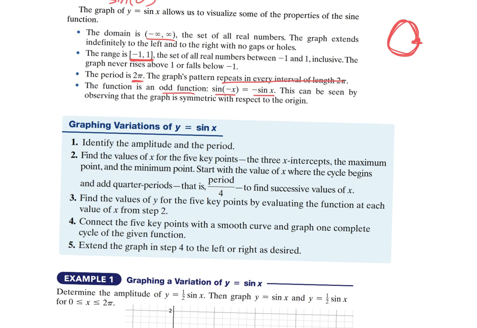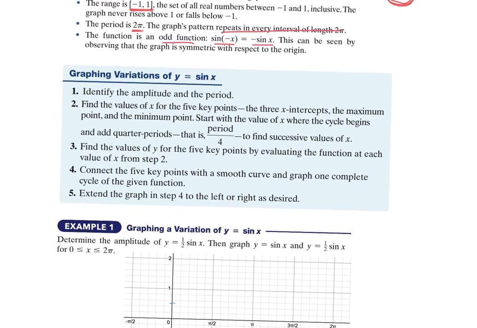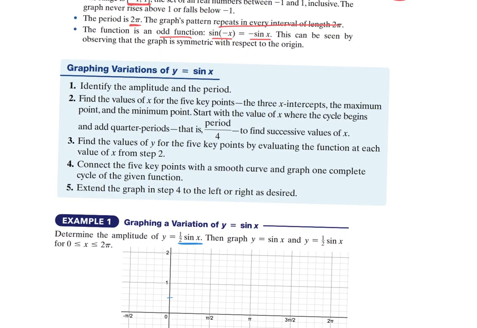So now let's look at the graphing variations of y equals sine of x. They've got 5 steps here, and the key will be just to go through these steps multiple times. And we're going to do it a little bit at a time. So this first one, notice, our only transformation is the 1/2. That's going to change the amplitude. So one of the steps is to identify the amplitude and period, and I'll show you how to do that. And then we find the values of x for the 5 key points. Those are the 3 x-intercepts, which are what I call equilibrium points. That's on that line that it comes back to, the maximum point and the minimum point.